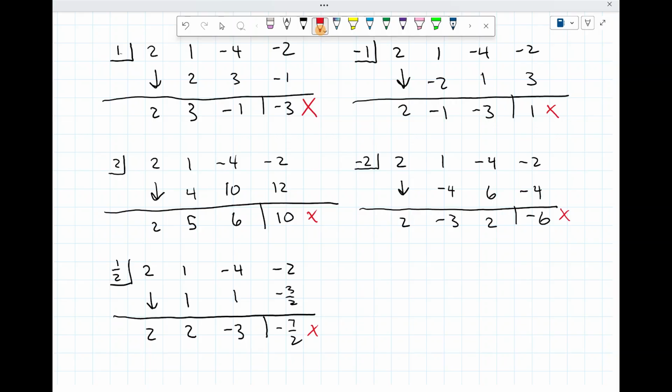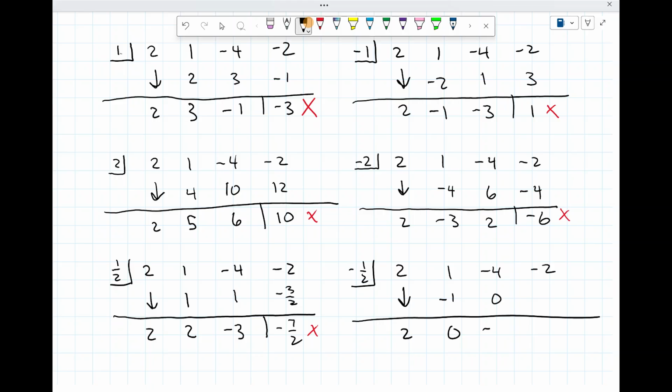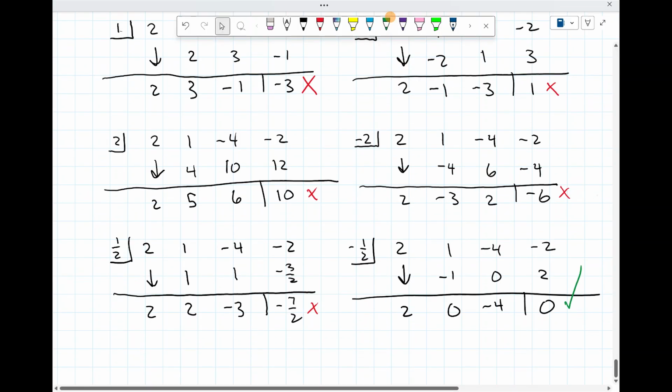All right, so that one didn't work either. Let's keep our fingers crossed that negative 1/2 will work. Bring down the 2. Negative 1/2 times 2 is negative 1. This ends up being 0. Negative 1/2 times 0 is just 0. We end up with negative 4. Negative 1/2 times negative 4 is positive 2. And lo and behold, the last one ended up working.